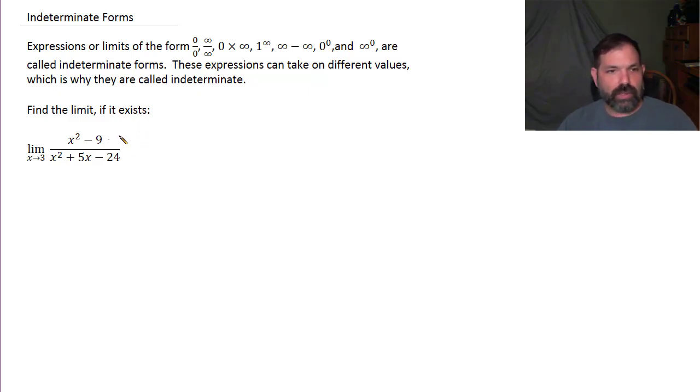So let's consider this example. If we have the limit as x approaches 3 of x squared minus 9 over x squared plus 5x minus 24. If we try a direct substitution, if we try just letting x equal 3, let's see, 3 squared is 9, 9 minus 9 is 0. And then in the denominator, 3 squared is 9, 9 plus 5 times 3, 9 plus 15 is 24, and 24 minus 24 is 0. So this is a 0 over 0. This is indeterminate.